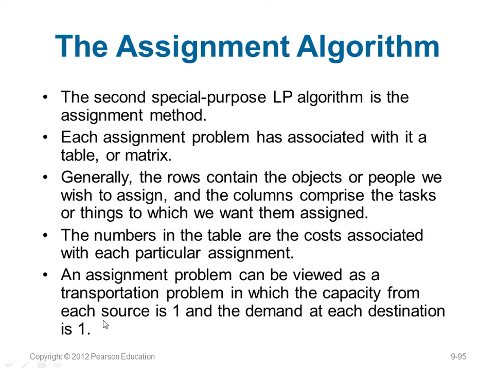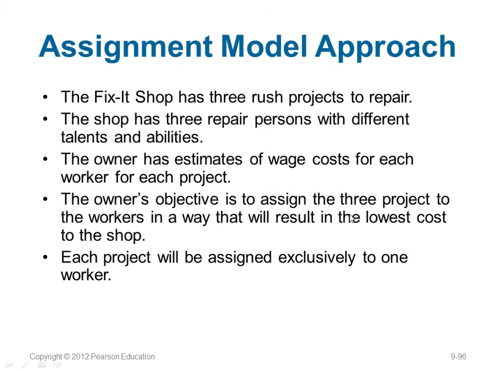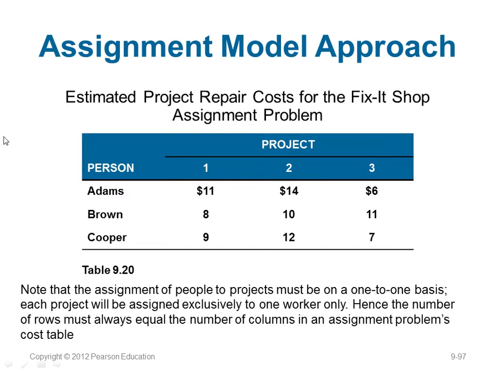Okay, an assignment problem is a transportation problem with the specific condition in which the capacity from each source is 1 and the demand is also 1. So it's a 1-to-1 mapping. We have seen this problem before. There are 3 persons and they have different talents and they have to be allocated some jobs. 3 persons, 3 projects, okay? You will find the number of rows and number of columns will always be equal in an assignment problem. So you will see the number of rows is 3, the number of columns is also 3.